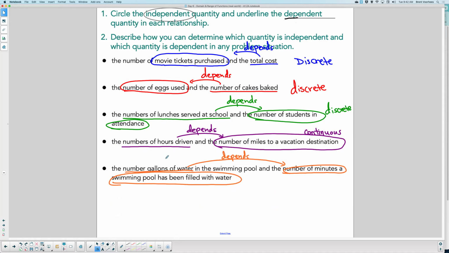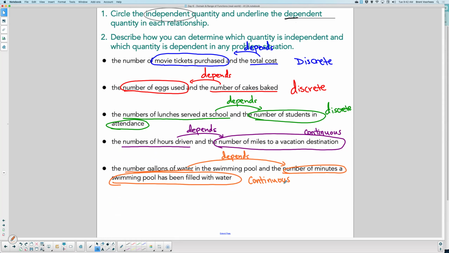If it just said the hours driven, that would make more sense. And the same thing here. Instead of the number of minutes the swimming pool, they said how many minutes the swimming pool has been filled. That's the same thing here. If you were talking about pouring water, gallons itself is a unit of. Is gallons a unit of counting, or is that a unit of measurement? What is gallons? That's a measurement. Yeah, this one's also measurement, and so this would be continuous as well. You want to write this. This would also be continuous.